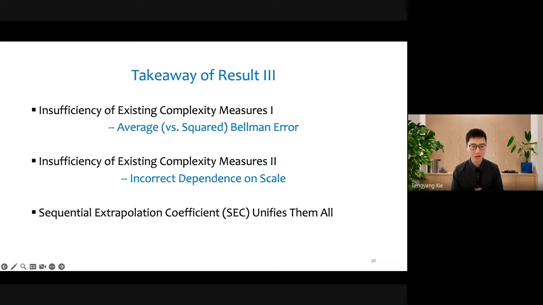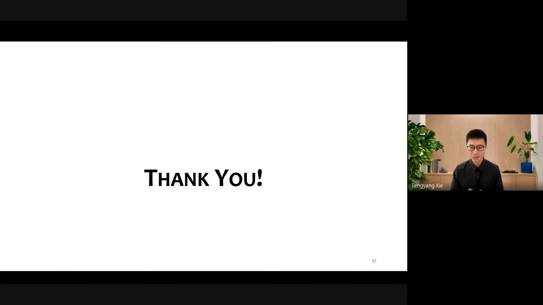So yeah, that's all for our last part, and we have some takeaways. The first one is that using the average Bellman error is one insufficiency of existing complexity measures. The second one is that Bellman-Eluder dimension is actually using an incorrect dependency on skew. And we can fix them by introducing our new measure SEC, which could also unify both coverability and Bellman-Eluder. So that's it. Questions?